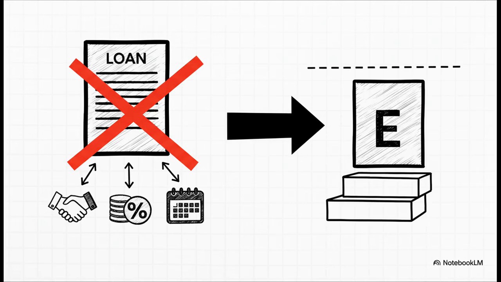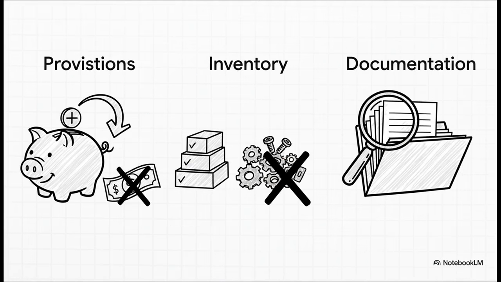If it fails these tests, the tax authorities will just reclassify it as equity, which can raise your Zakat base ceiling. Let's hit 3 more crucial areas. First, provisions. You have to add back any provisions you've made for things like doubtful debts. You can only get a deduction when the debt is actually officially written off. Second, inventory. Remember to exclude raw materials from your Zakat base.